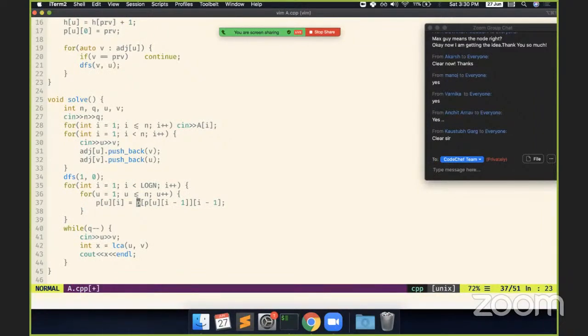Okay, can I move forward? I can't see any S's. If it's clear, then I can move, like I can start coding ahead.